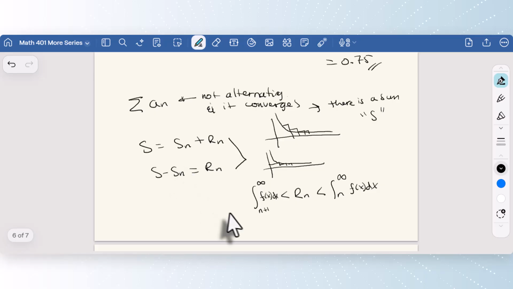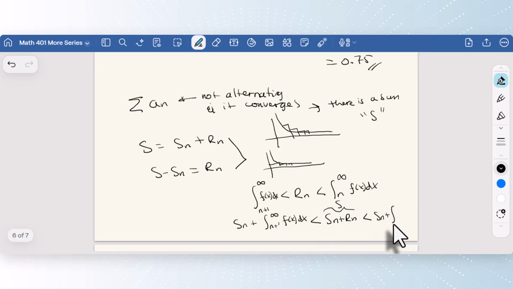And so when you add Sn to both of these, you're going to have Sn plus the under approximation is less than Sn plus Rn, which is our sum that we're looking for, less than Sn plus the integral from n to infinity of f of x dx. Oftentimes it's enough to just find this part, right, because this is the upper bound, so our sum is going to be approximately this quantity. And so that's how we can approximate.